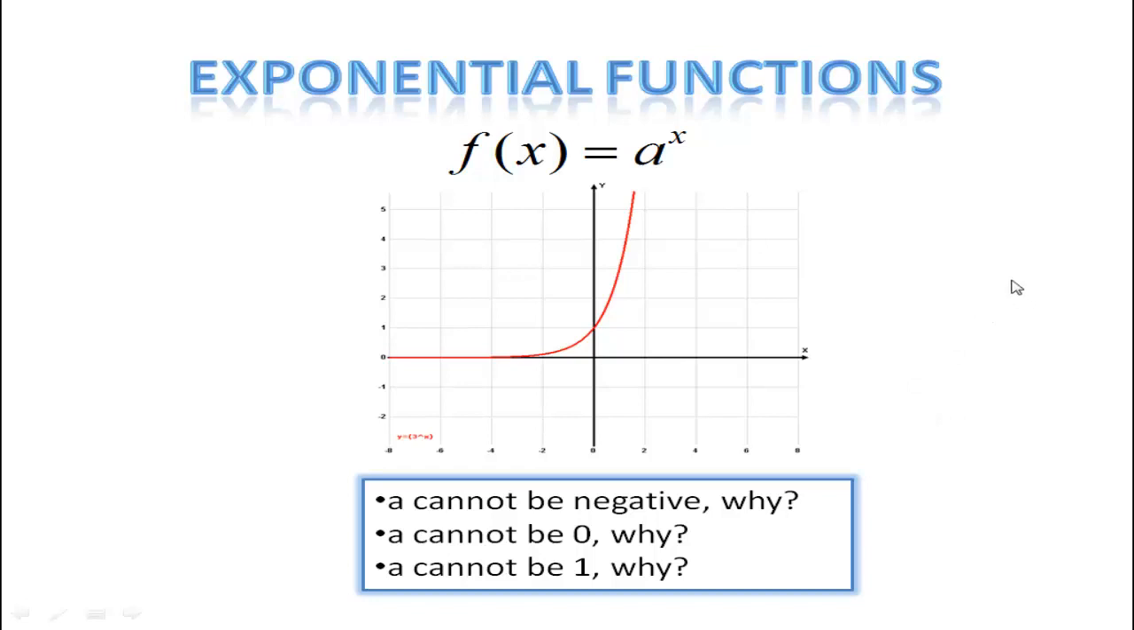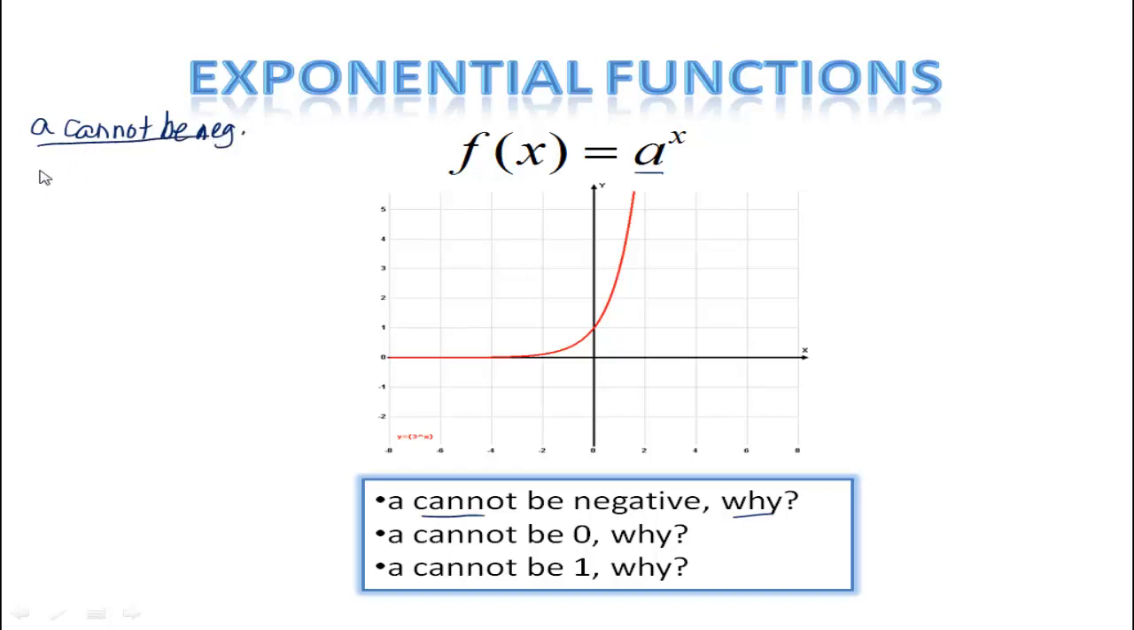Now let's talk about what a values are valid, okay? Remember, this is a number, a constant. We already saw what happens when this is greater than 1 and when it's between 0 and 1. We have here that it says that a cannot be negative, and it asks you why, and it's important that you know why. And I'm going to explain to you here. A cannot be negative. I'm going to give you 2 reasons.